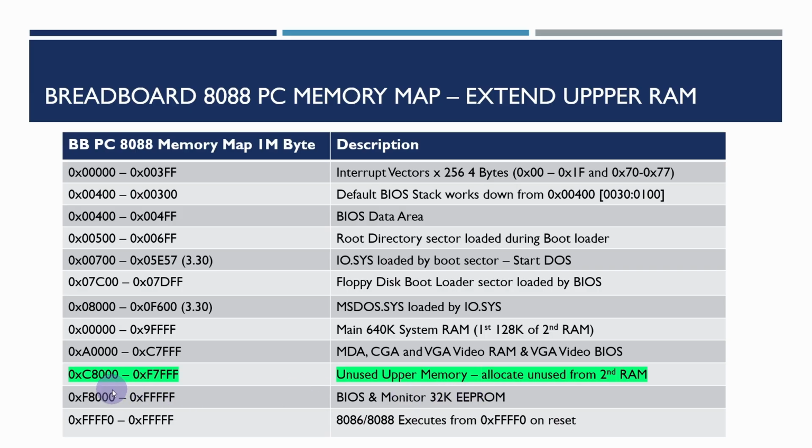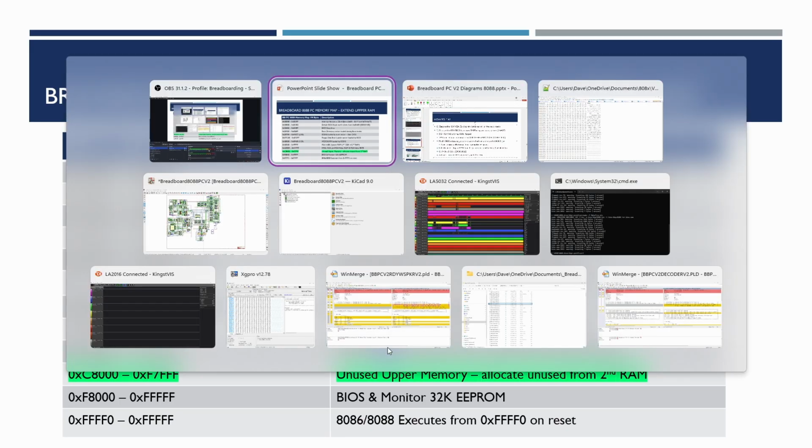So what we're going to be doing is modifying the address decoder so that we've got access to this extra RAM here, and we'll then also modify the BIOS to copy the VGA video BIOS up into this area and then to execute it from here. So first of all, let's look at the changes to the address decoder.